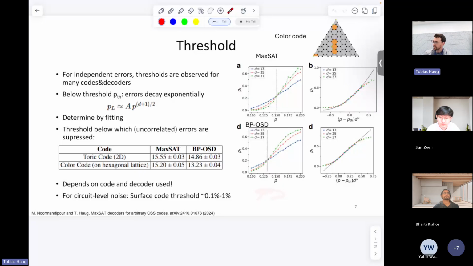Basically, what you can do is simulate some code. In this case, we simulate the color code. We assume a certain error probability, so every qubit is subject to some probability of error. Then we do the whole syndrome measurement and the decoding, and we plot the logical error against the physical error. We do this for different code distances, let's say for code distance 13, 25, and 37. So these are different graphs, the blue, orange, and green curves.